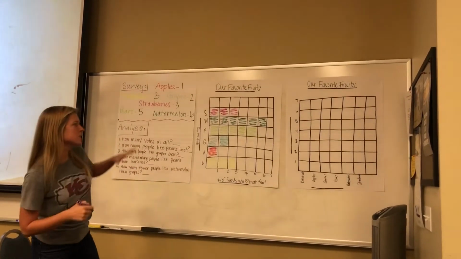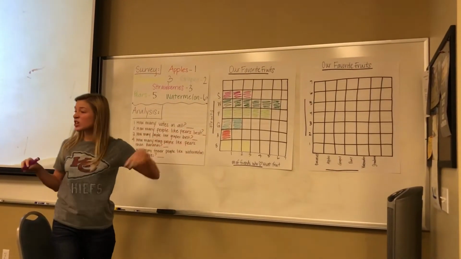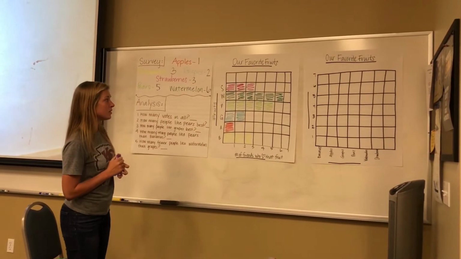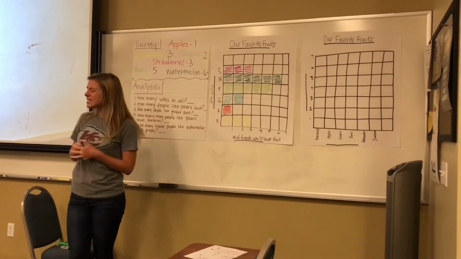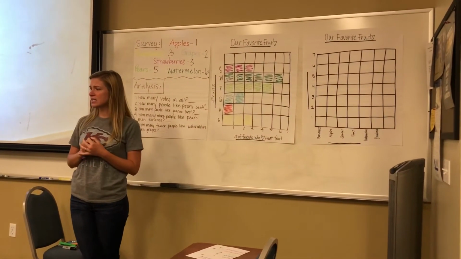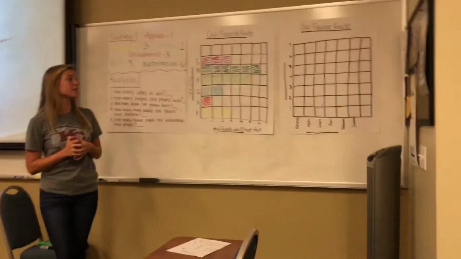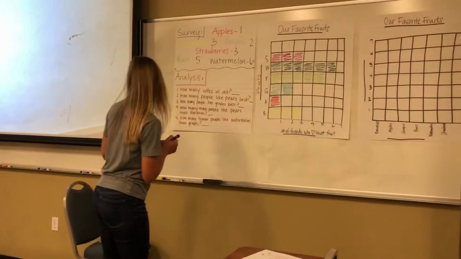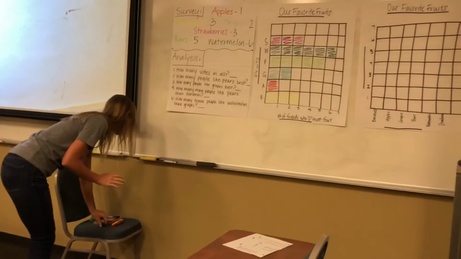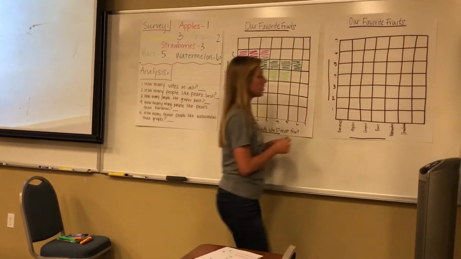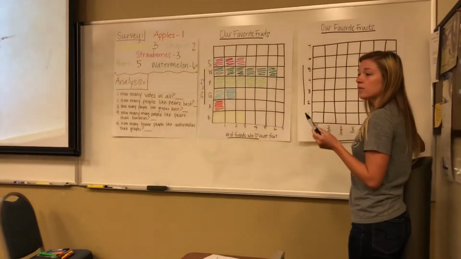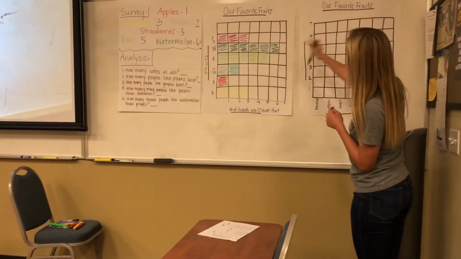Okay, so just by quickly looking at our graph, let's turn and talk to our friends. Which fruit is liked the most? Yeah, okay, watermelon. So we know that watermelon is definitely our favorite. But let's come to this graph over here, and let's do the same exact data in this type of graph. We already did this one, so we're going to move to this one.